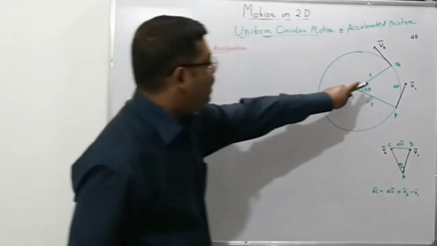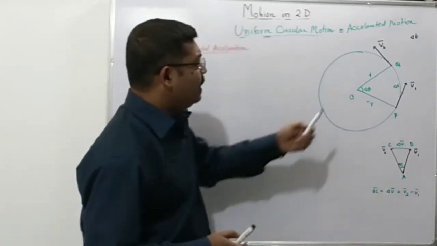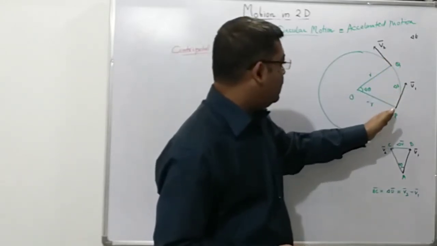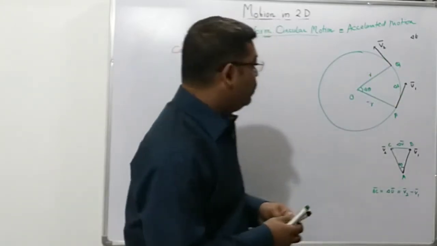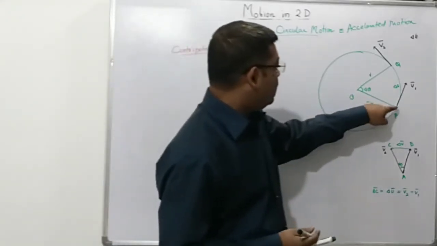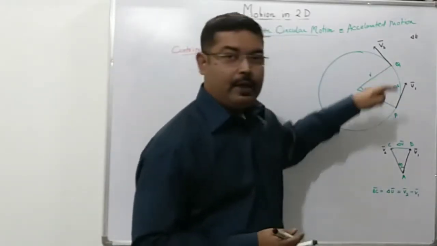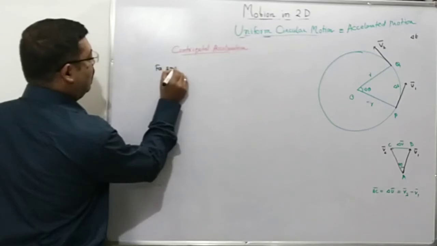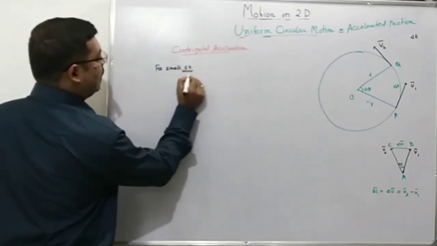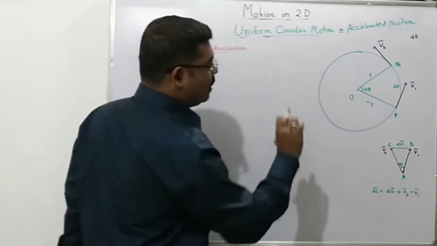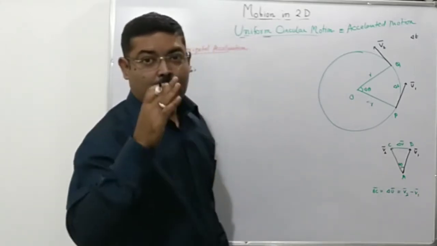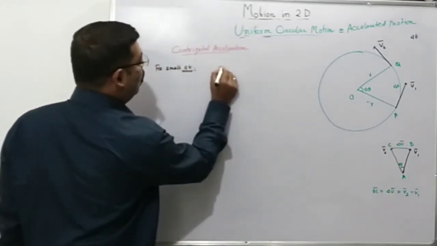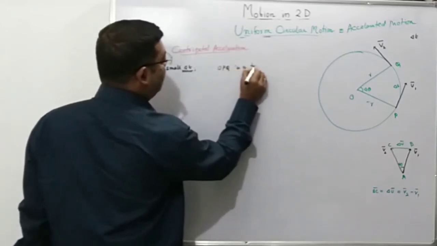Now coming back to this particular diagram, if delta t is very small, P and Q will be very close to each other, so this arc length PQ will be practically equal to the chord PQ. So for very small delta t, delta theta will be very small, so arc PQ will be practically equal to the chord PQ, which means we can say that OPQ is a triangle.